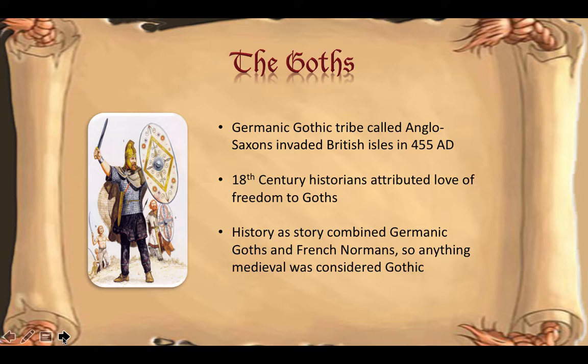As a result, 18th century arts that are termed Gothic, such as castles, were associated with the Gothic, even though the Germanic Goths had done little building in stone, and castles were part of the architecture of the French Normans. So there's kind of a confusion in exactly which period some of these artistic forms came from.